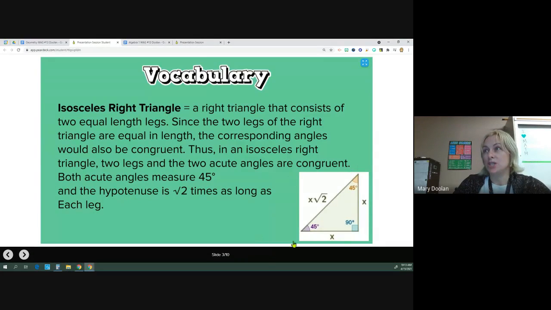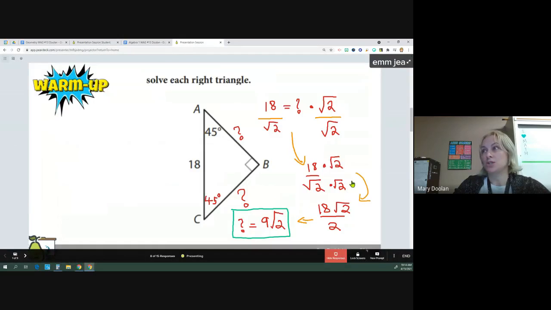There's a special relationship. Okay, so the leg lengths are the same measure. They are congruent. And the hypotenuse is square root of 2 times as long as each leg. So if the leg length is x, then the hypotenuse is x times the square root of 2. And so that's what this person was doing here. They're showing it as multiplying this unknown by the square root of 2 is equal to 18.